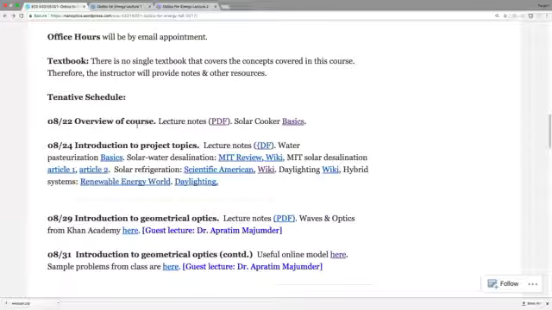So the next week, we have essentially an introduction to geometrical optics. This will be done by a postdoctoral scientist in my group, Apatil Majumdar, and he's an expert in the optical design, so you actually get to hear from someone who's doing this for his work.